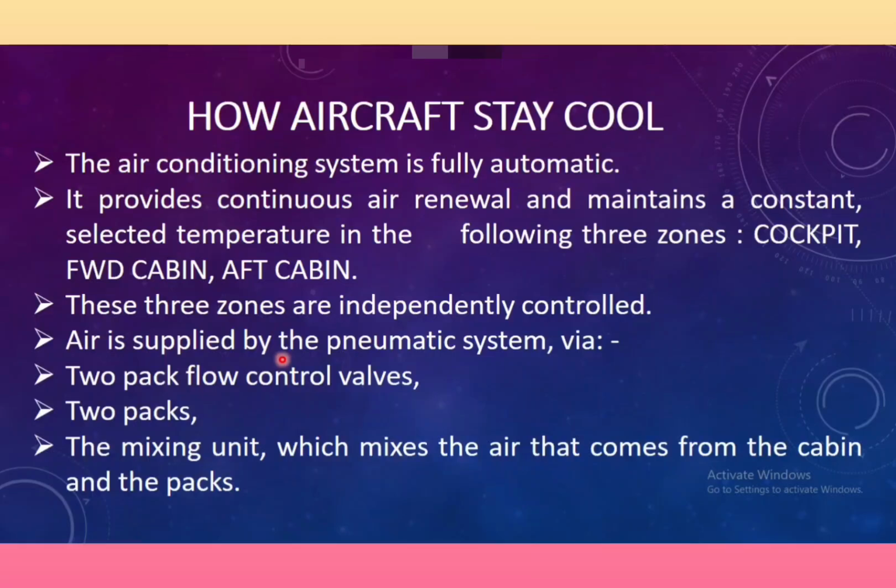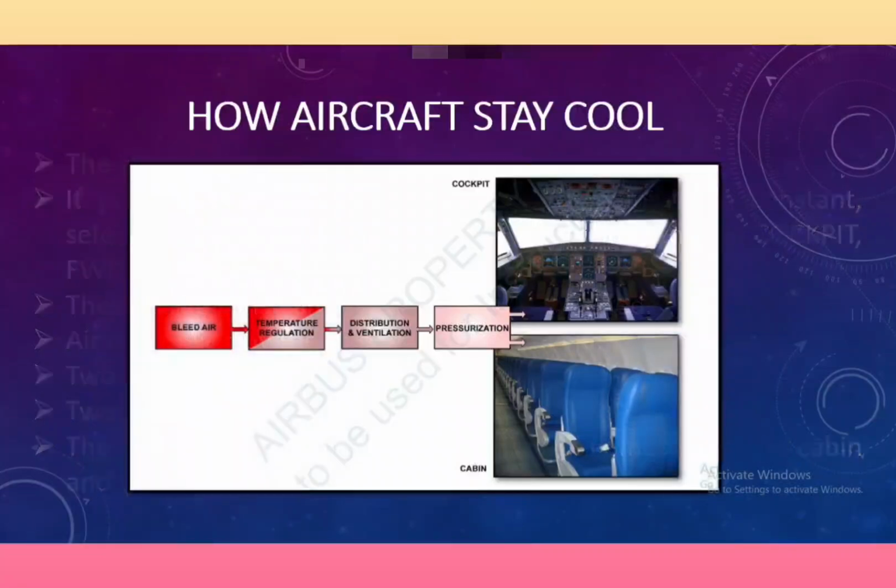Air is supplied by the pneumatic system via the two pack flow control valves, two packs and a mixing unit, which mixes the air that comes from the cabin and the packs. So these are just the general components we'll discuss in the air conditioning system in depth.